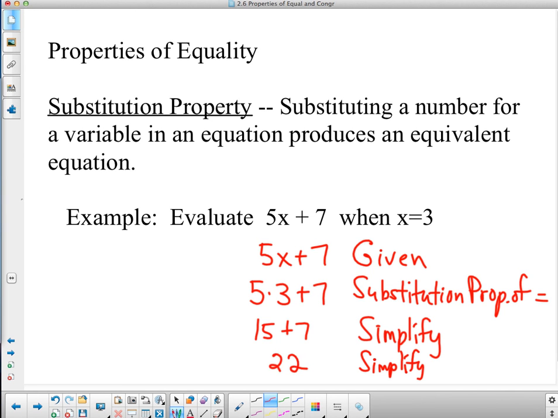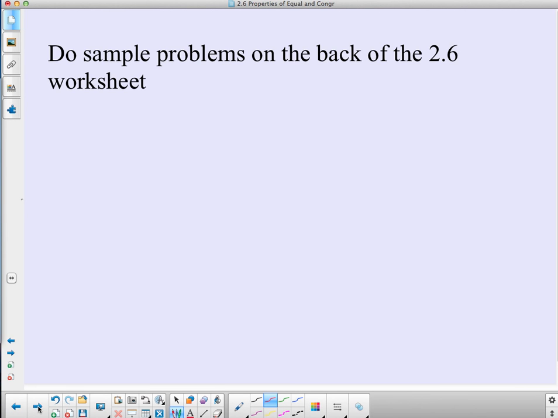22. Now why did I put "simplify" instead of, like, addition property of equality? Well, notice there's no equals anywhere. So I wasn't adding on each side, I was just computing. All right, so let's flip to the back side of that sample worksheet and do some problems off of there. Maybe we won't do every one. Let's do every other one or something like that. Okay, let's start out with number one.